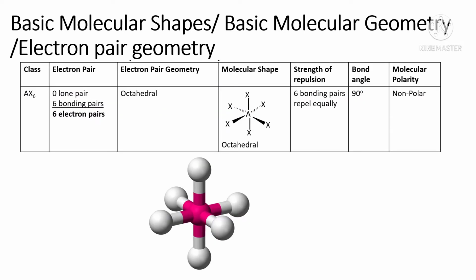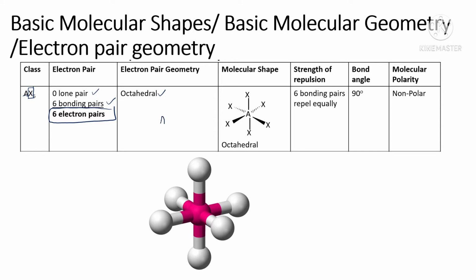The last basic molecular shape or electron pair geometry that we are going to look at is from the class AX6. So again, A represents central atom and the X represents the terminal atoms. In the AX6 class, basically having 0 lone pair and 6 bonding pairs around the central atom, therefore a total of 6 electron pairs around the central atom, and the electron pair geometry therefore is octahedral. So how to draw octahedral electron pair geometry?